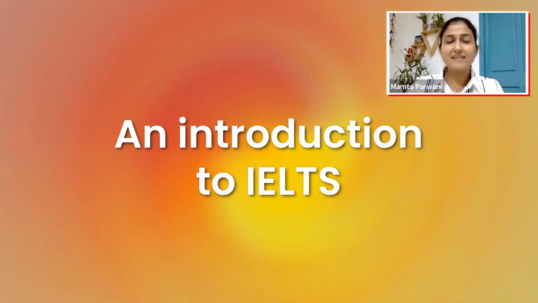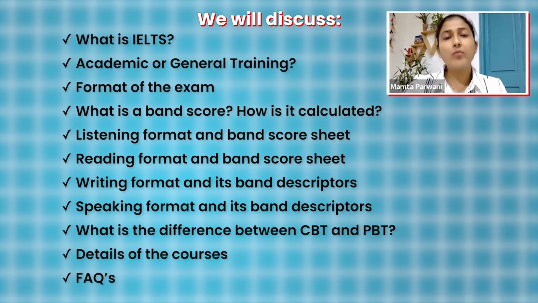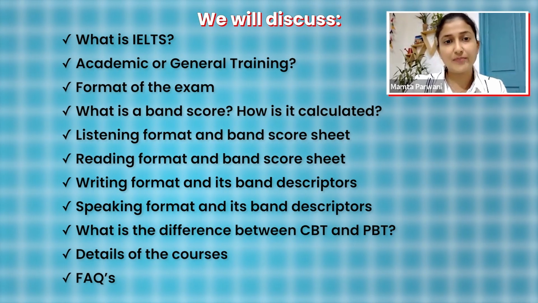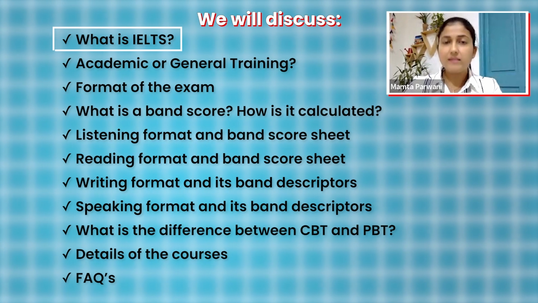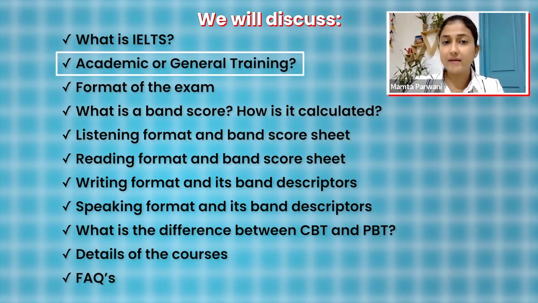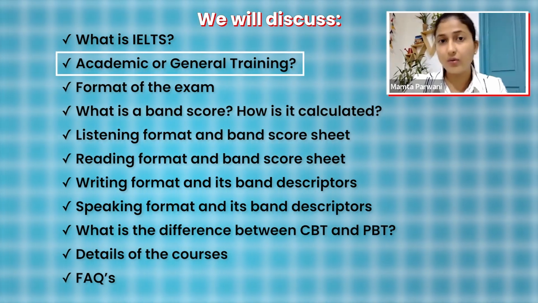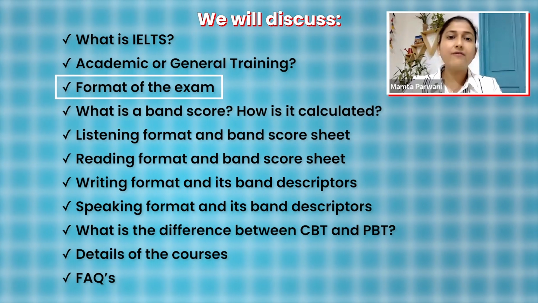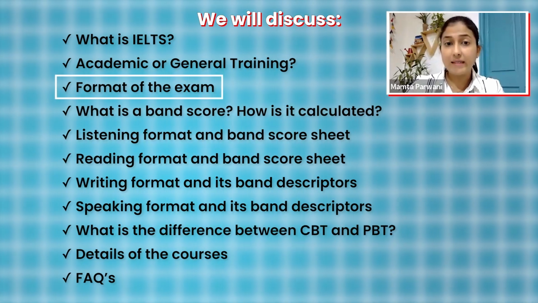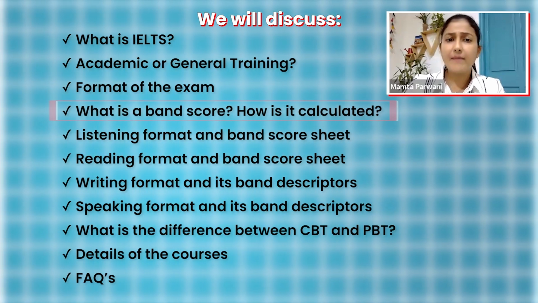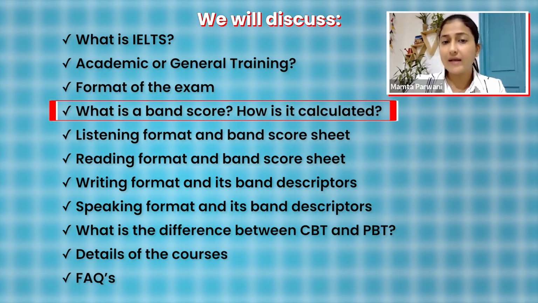Let us have a clear understanding. Let's just have a look at points that we'll discuss in this session. We'll understand what is IELTS, then we'll understand the difference between academic and general training, who should take which one. We'll also look at the format of this exam in detail, for which first we'll understand the band score, then we'll see how they are calculated.